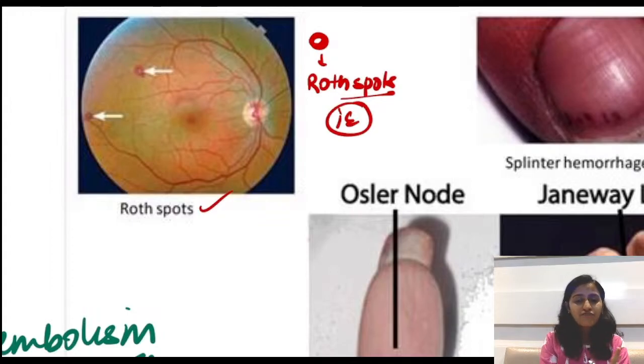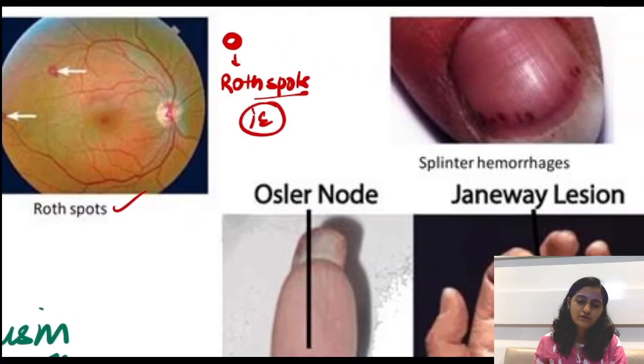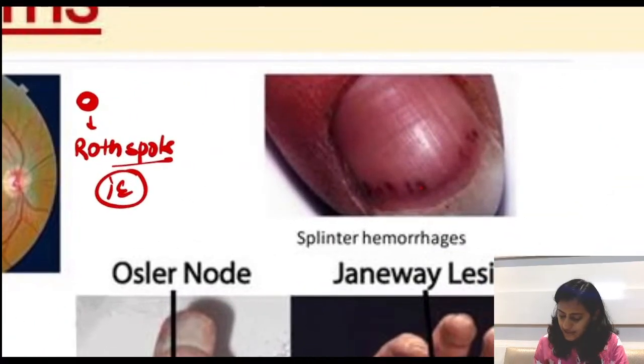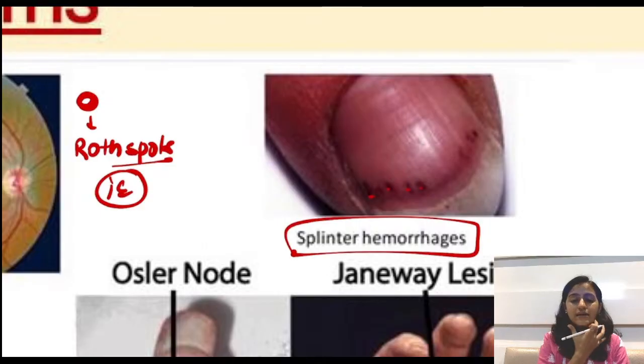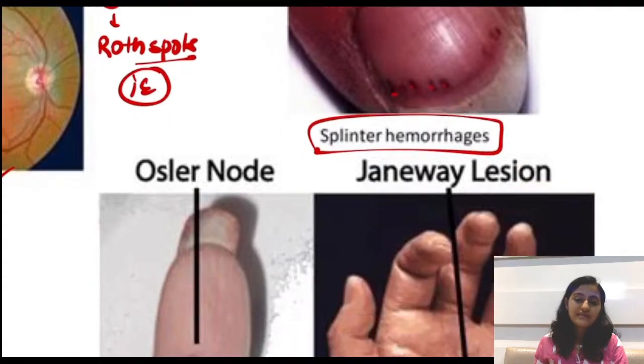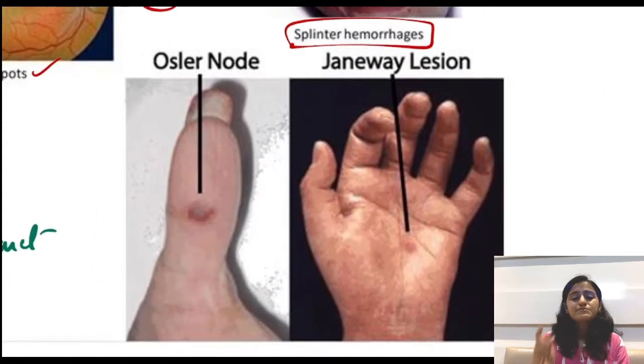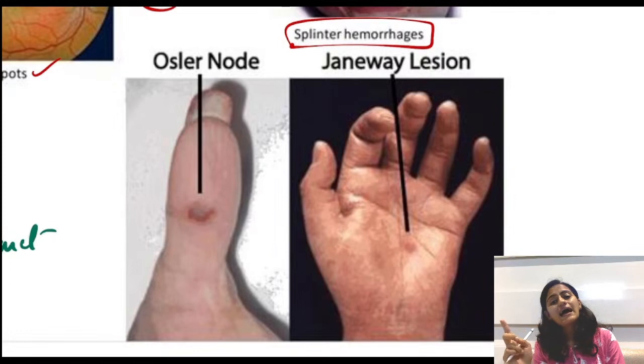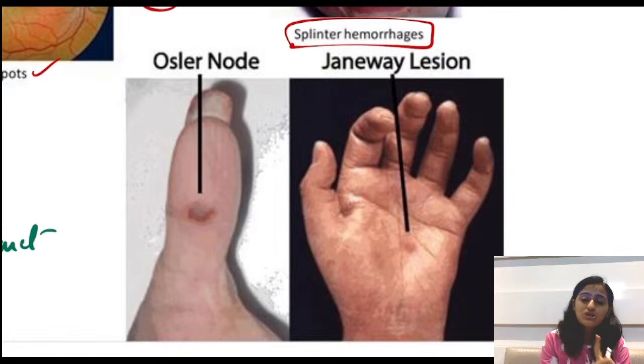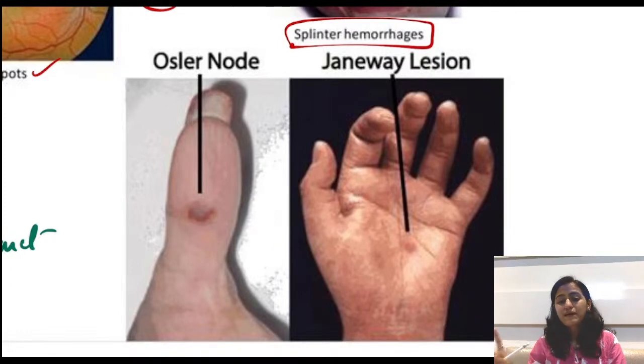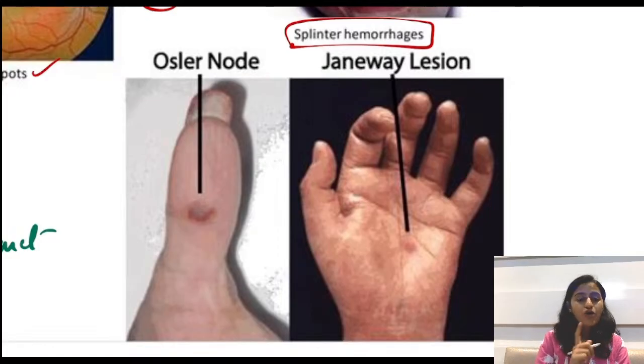Is it specific for infective endocarditis? No, it can be seen with leukemia, pernicious anemia, and other conditions also. What else are you seeing here? In the nails are these hemorrhages, which are called splinter hemorrhages, in the nail bed. What is the difference between Osler's nodes and Janeway's lesions? Out of Osler's and Janeway's, which is painful and which is painless?